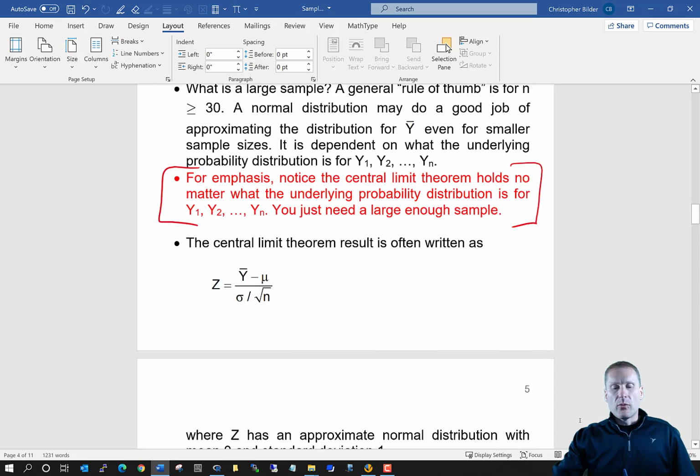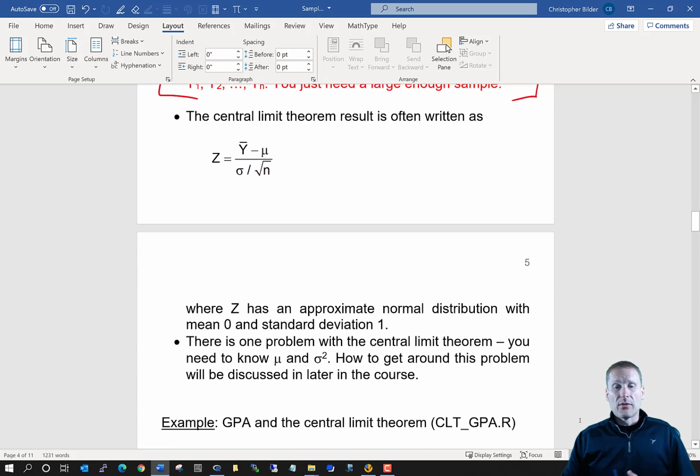Now, very often when the central limit theorem is introduced to students, it's introduced instead in this form right here, where I take y bar minus mu, divide by sigma divided by square root of n, set that equal to z, and z now has a standard normal distribution for a large sample.